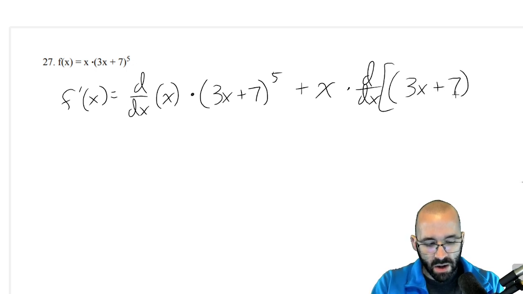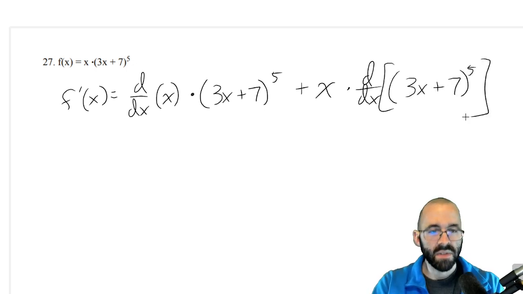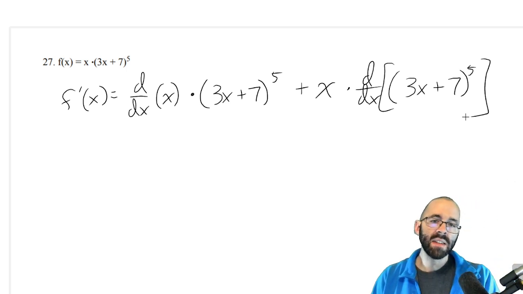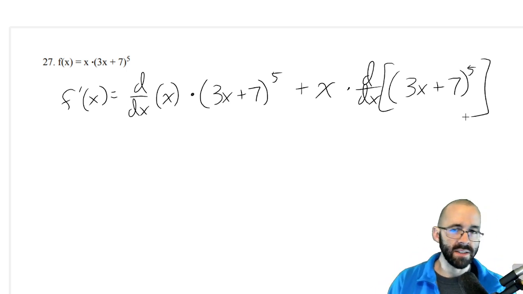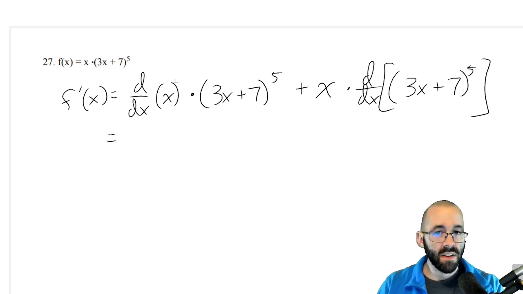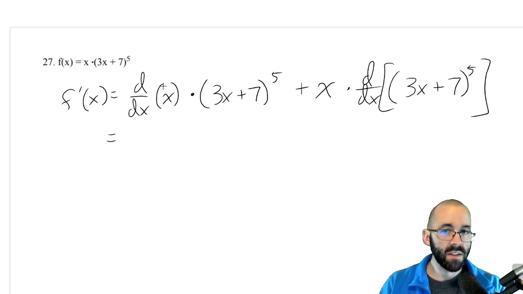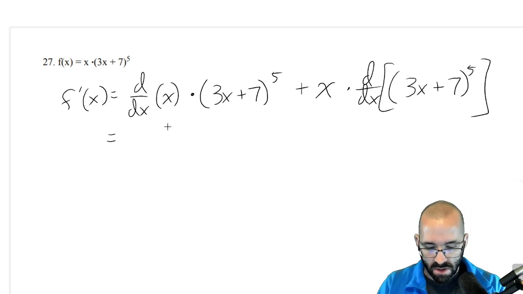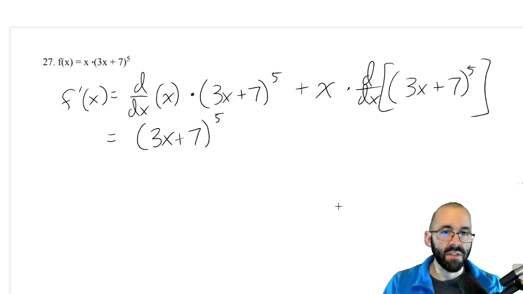And again, this is what I meant in the messy problems video, where if you got something really messy, just write it all out and do it all in steps. Now, this first thing is pretty easy. The derivative of x is just 1 from the power rule. 1 times anything is that anything. We just have 3x plus 7 raised to the 5th.